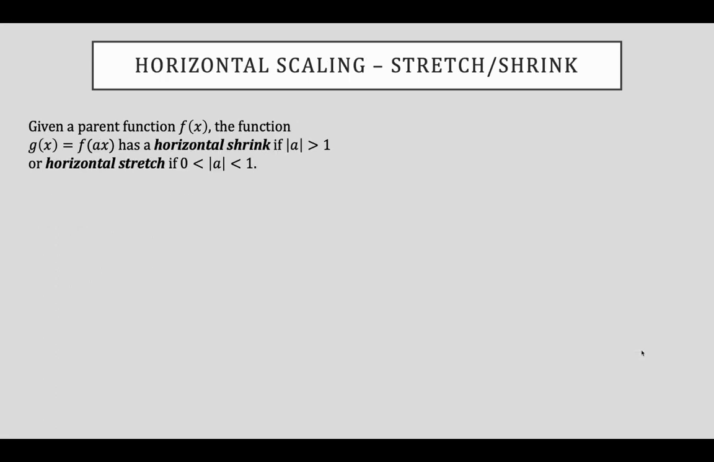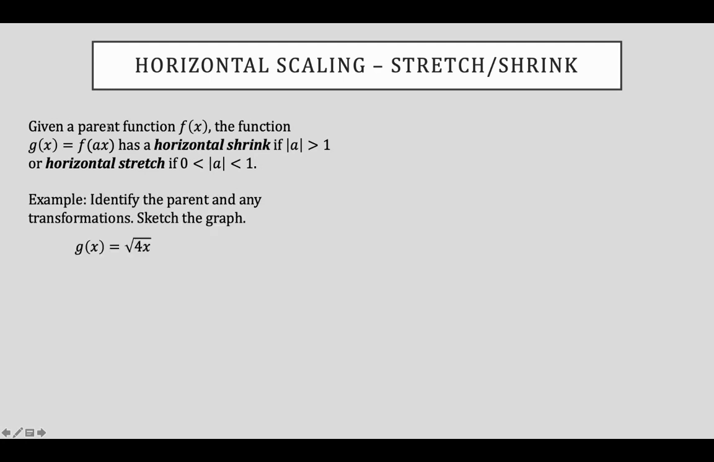Now, if you had to guess, we also have horizontal scalings. And just like with our vertical scalings, we have horizontal stretches and horizontal shrinks. Given a parent function f of x, the function g of x equals f of a times x has a horizontal shrink if the absolute value of a is greater than 1, or a horizontal stretch if the absolute value of a is greater than 0 and less than 1. Notice that a is a constant multiple. Again, it's a number connected by multiplication. However, in this case, that constant multiple is located inside of the parent function.